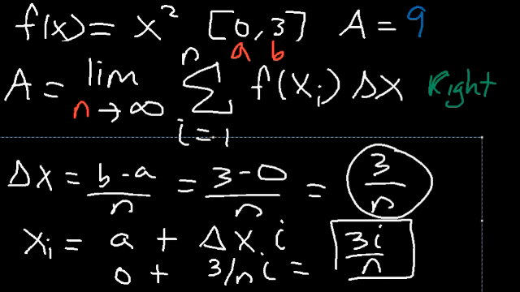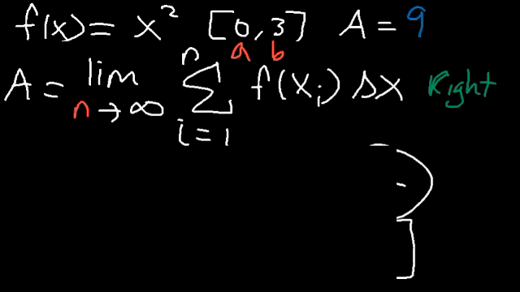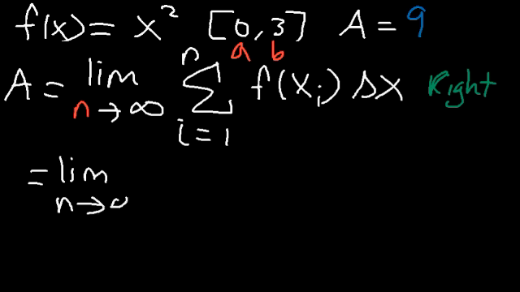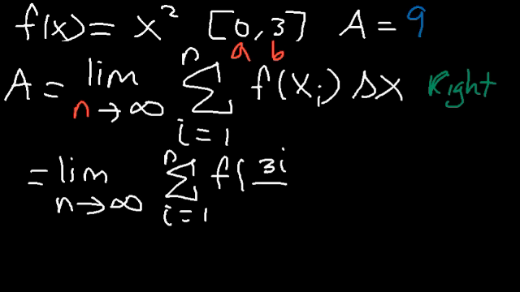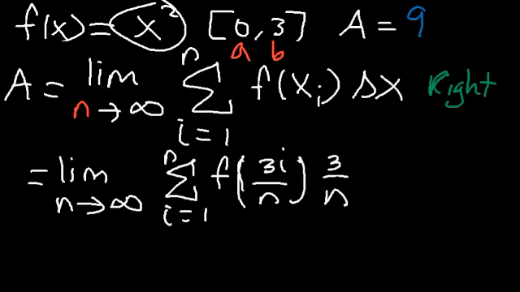So now let's plug in what we have. So what we now have is the limit as n approaches infinity, sigma, and we said x sub i is 3i divided by n, and delta x is 3 over n. Now f of x is x squared, so f of 3i over n is going to be 3i over n squared.